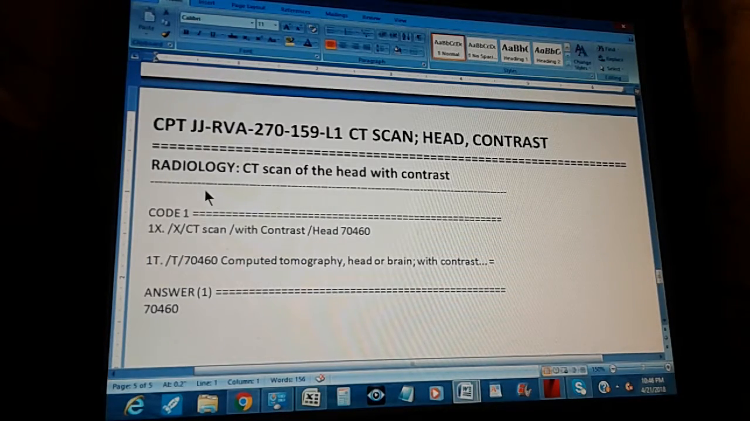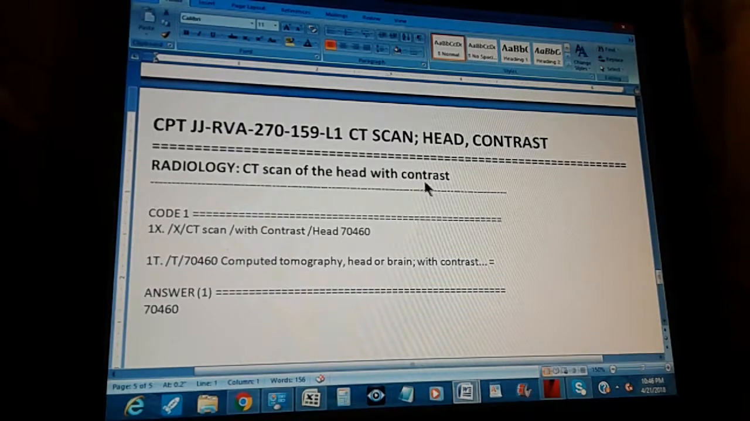All right, this is the summary of the whole problem. It's a CPT book. Our internal code is JJ-RVA, page 270, exercise 159, and it's a level 1 exercise. The keywords are CT scan, head, and contrast. The text reads like this: it's the radiology section of the CPT book, a CT scan of the head with contrast.